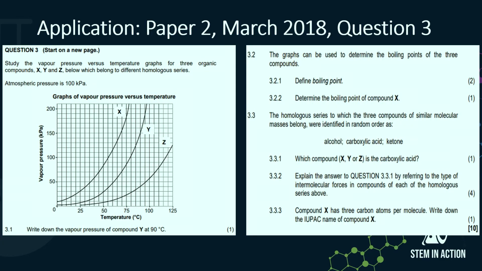So we're going to do our second application question, and this one is coming from a March 2018 paper, paper 2 again, question 3. So the question says study the vapor pressure versus temperature graphs for 3 organic compounds X, Y, Z below, which belong to different homologous series. Atmospheric pressure is 100 kPa. Right, so here we've got a graph which is showing vapor pressure on our y-axis and temperature on our x-axis, and we are told that our atmospheric pressure is 100.